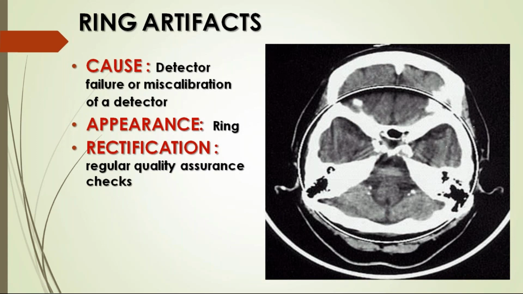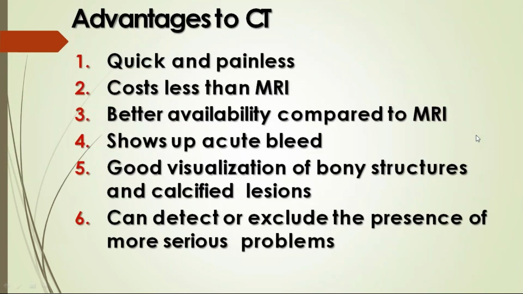And next, coming to the ring artifact. The cause of this is the failure or miscalibration of a detector. The appearance is like a ring. You'll see it like this. How will you rectify it? Regular quality assurance checks. Normal service should be done to the CT machine. Regularly you have to do service for the CT scan and cleaning, and the quality of the CT machine inside the gantry. You have to clean and check all these things. Then we will overcome these ring artifacts.